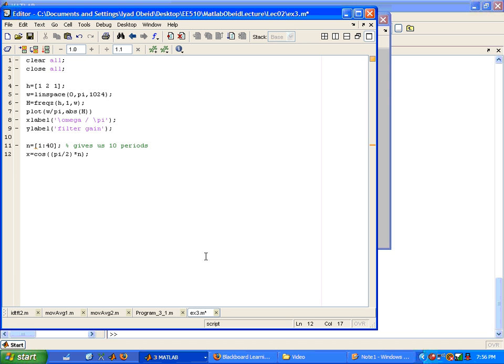Right, so the frequency we already figured out is pi over 2. That was the 2 pi f divided by the sampling frequency. N is my points. So why don't we just start by plotting that? Figure, stem n comma x.